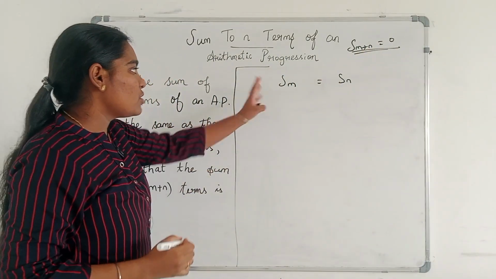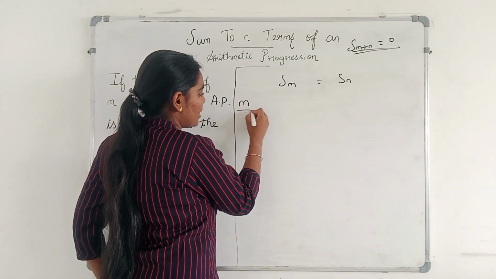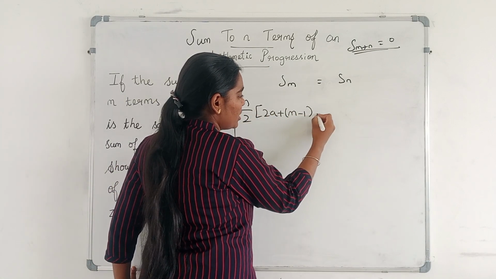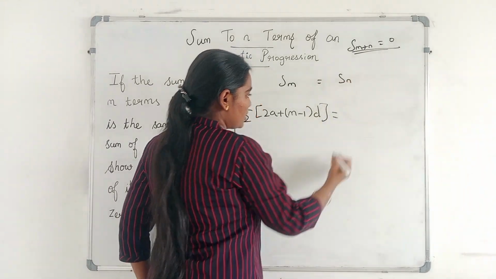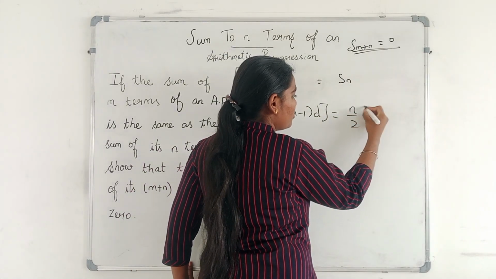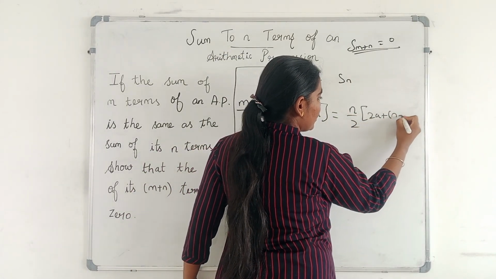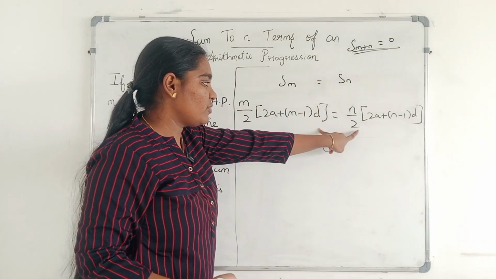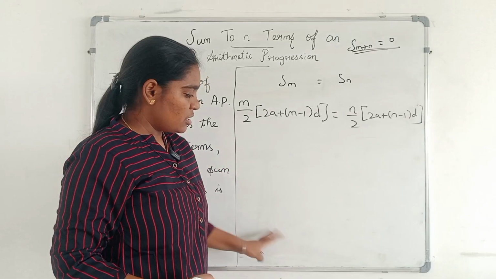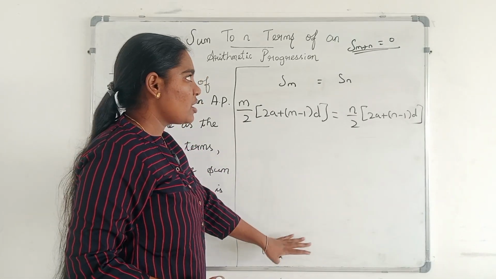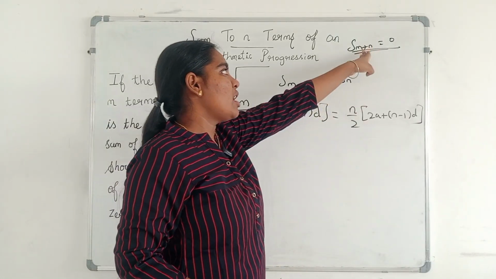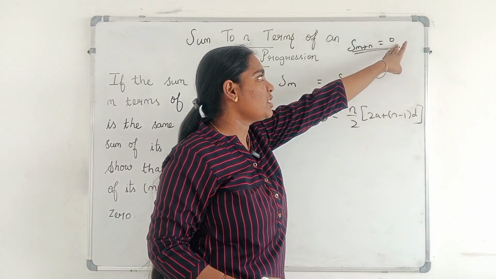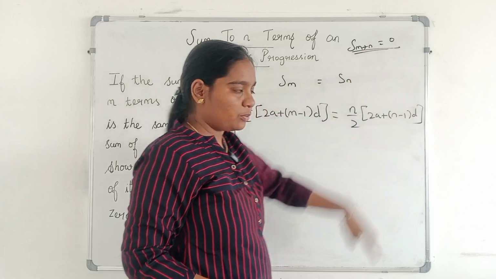Right. So, the sum of m terms means m by 2 into 2a plus m minus 1 into d, equal to the sum of n terms, which means n by 2 into 2a plus n minus 1 into d. With the help of these two, we can derive some value, and with the help of that value and the summation formula, we can finally prove that the sum is equal to 0.